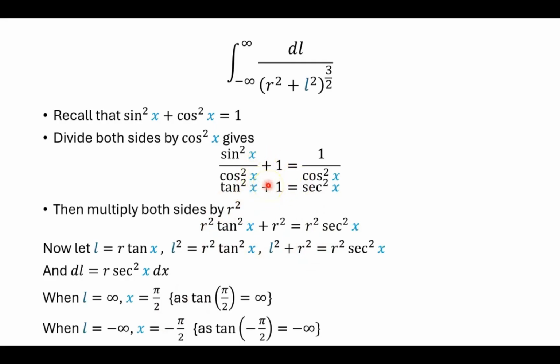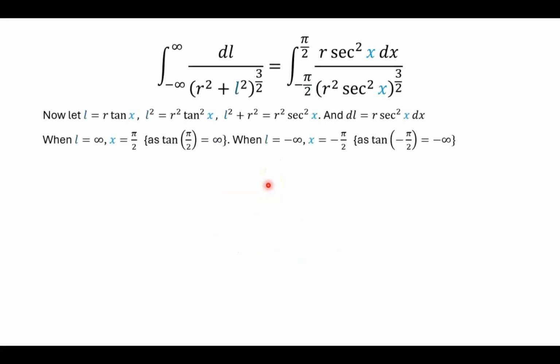Now what you need to do is just substitute everything into your original integral. Now you substitute in, dl is this thing, and r squared plus l squared all simplifies to this thing. And your bounds of integration also change.